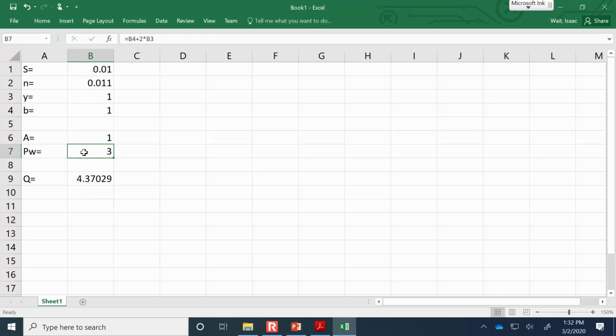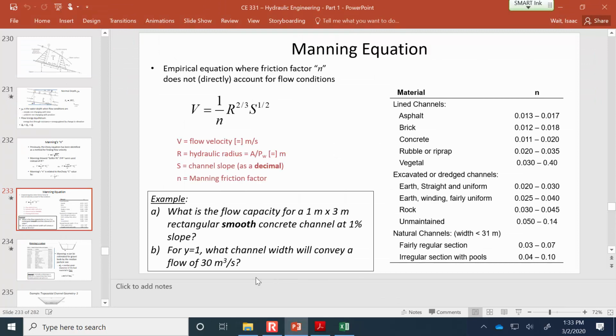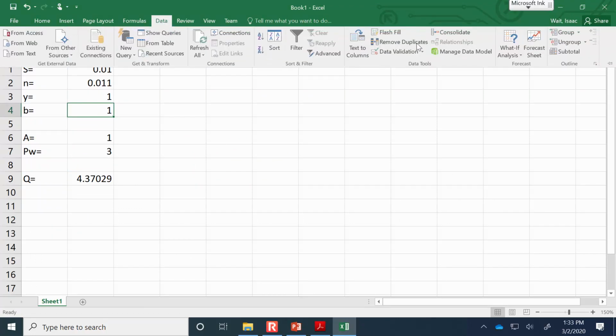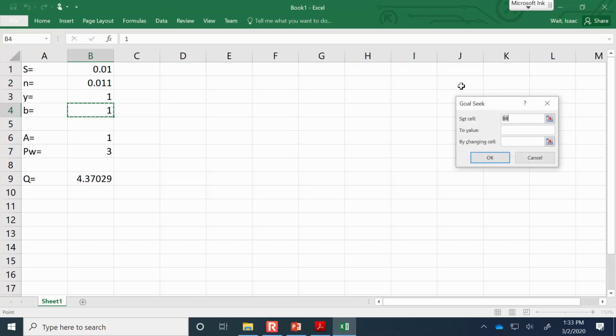Okay, so if you want to solve it on Excel rather than on the Casio or other equation solver, then what you do is you just put in all of the values you know for the slope, n value, depth. Now you have to start with a guess value of the width, because what we're doing is we know that the flow rate is supposed to be 30. So this is solving Manning's equation based on the width. And so we'll do a goal seek where our goal is for the flow rate to be equal to 30 by changing the width.